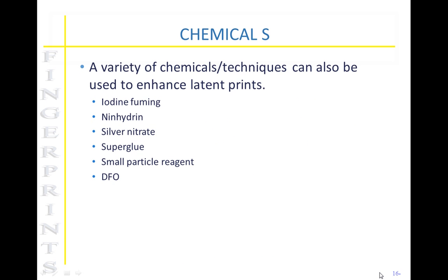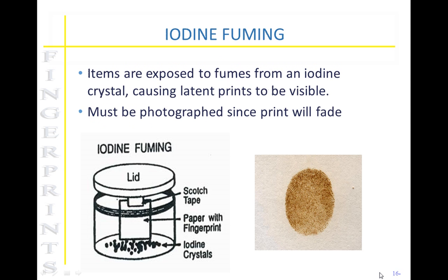Several chemicals can also be used to assist in visualizing latent prints. The first of these is iodine fuming. To perform iodine fuming, the item itself must be put into some type of a tank or a closed container. And then the item is going to be exposed to iodine crystals, which cause the latent prints to become visible. These prints will disappear or fade with time, so these must be photographed for comparison.